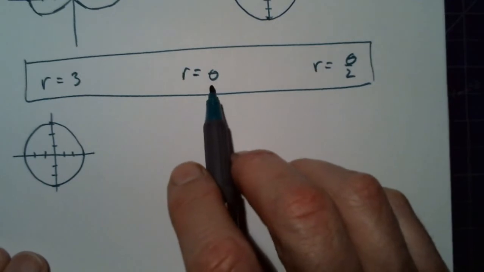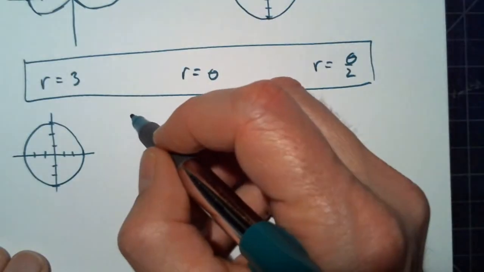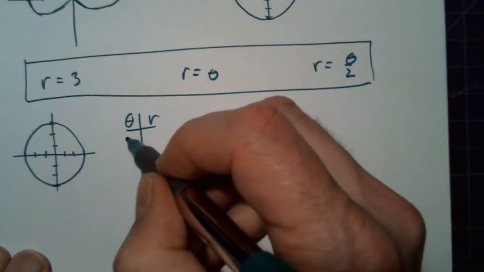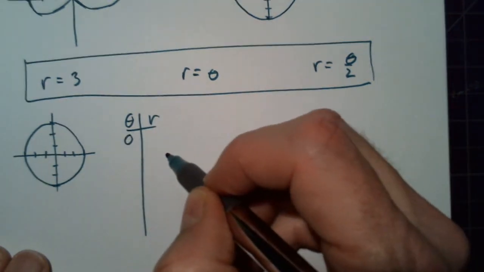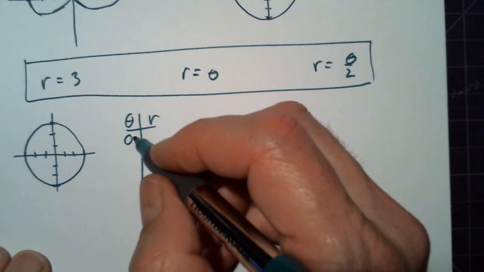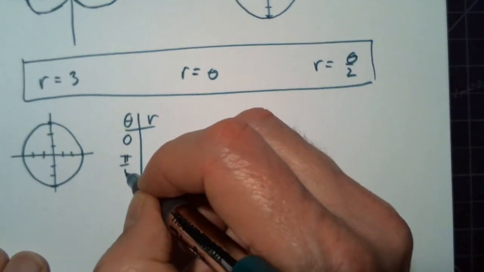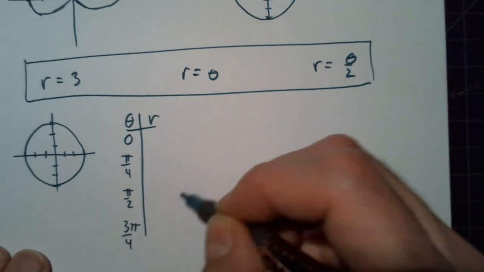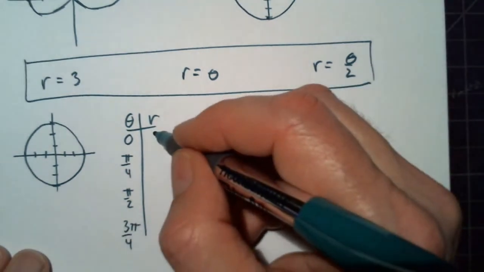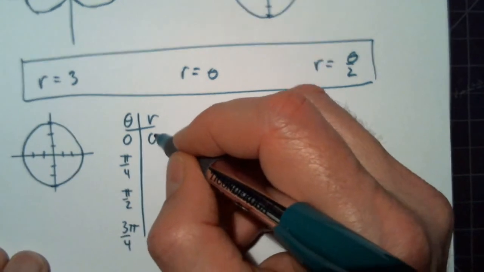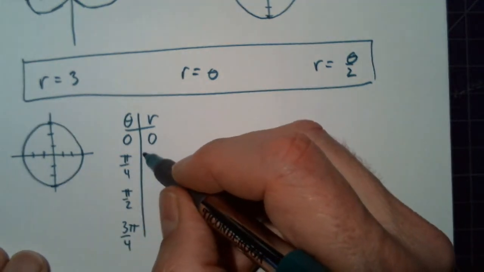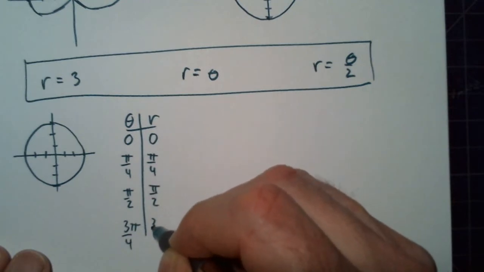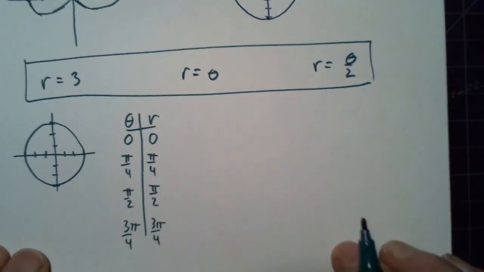Then theta. Let's look at theta and r. Let's try 0, pi over 4, pi over 2, 3 pi over 4. And we can just estimate what the radius is going to be. Well, it's going to be 0 there. The radius is pi over 4. I guess we don't have to estimate, but in order to graph, we should estimate.